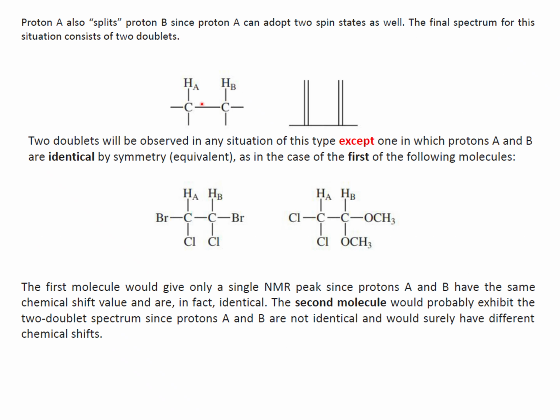You can see here, for A we have a peak, for B we have another peak. So this is how the splitting arises. Proton A also splits proton B, since proton A can adopt two spin states as well. The final spectrum of the situation consists of two doublets, 1 plus 1 is equal to 2, that means two splittings. Two doublets will be observed in any situation of this type, except one in which protons A and B are identical by symmetry. If they are identical, then we will not have splitting.